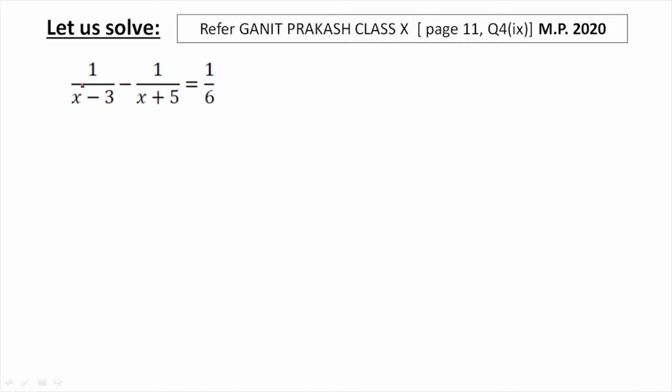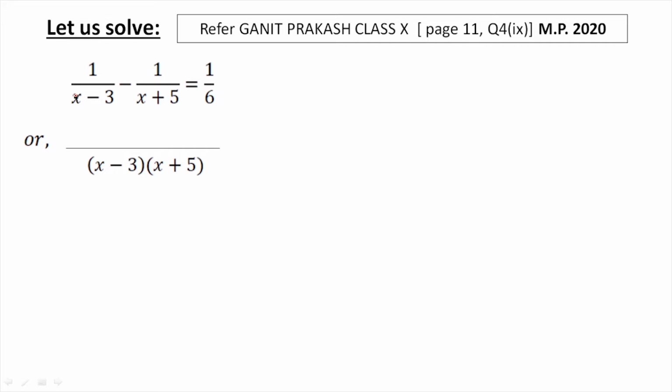So it is 1 by x minus 3 minus 1 by x plus 5 equals 1 by 6. Here also it is in fraction, so we'll start by finding the LCM. What is the LCM of x minus 3 and x plus 5? It is directly x minus 3 into x plus 5. There are no common terms here, so it is x minus 3, x plus 5.